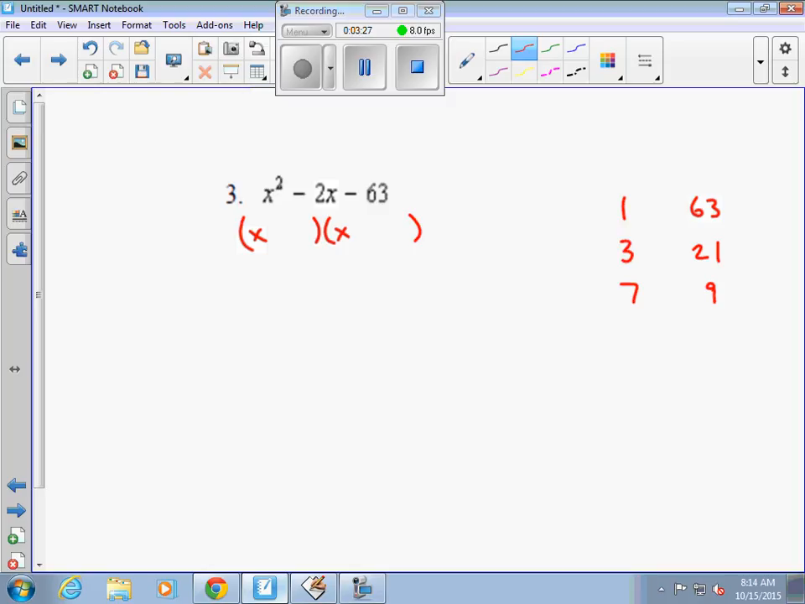Which pair gets you to B's value? Look how far apart these numbers are. You're going to get a great big number right there.